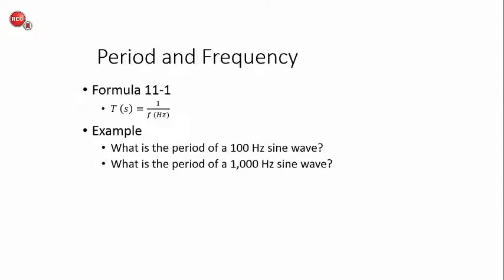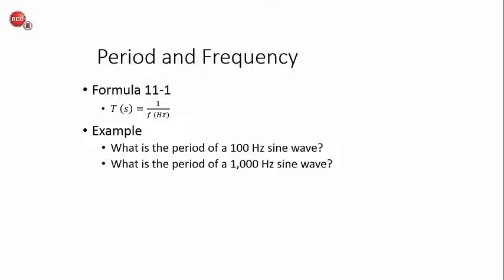And so it follows a relatively simple formula. The period, which is T, is going to be equal to 1 divided by the frequency, which is f. The period is measured in seconds, that's a unit of time, and the frequency is measured in hertz. That is a unit of counting how many things happen in a given unit of time. And so hertz means how many times does something repeat itself each second.